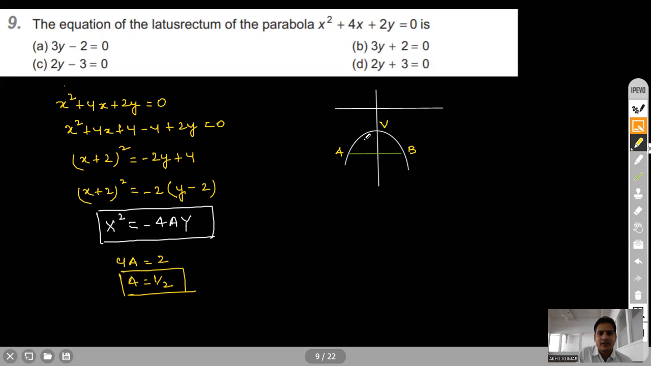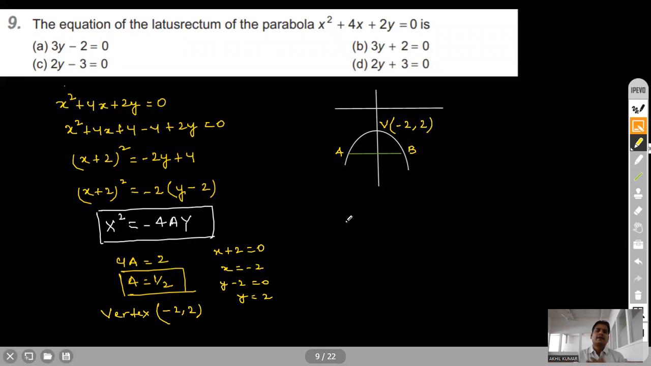If this is our vertex, what will be the vertex for this parabola? We equate x plus 2 equal to 0, and from here we get x equal to minus 2. And we equate y minus 2 equal to 0, and from here we get y equal to 2. So the vertex will be (minus 2, 2). And a is coming out to be half, right? So this distance is basically a.